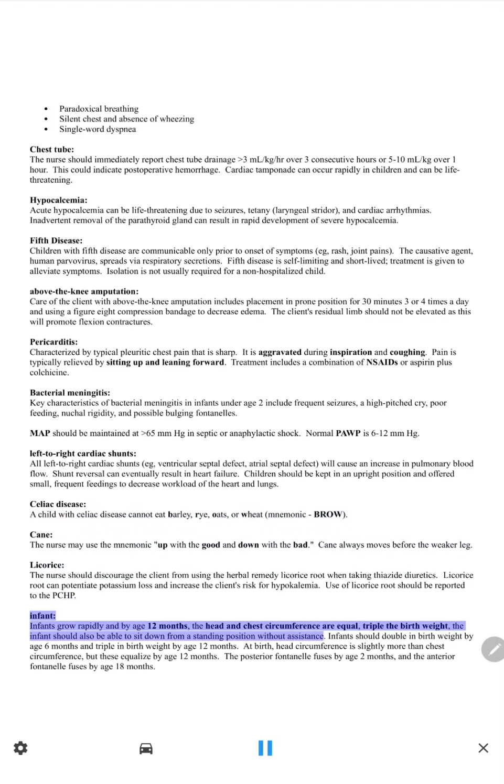Infant. Infants grow rapidly and by age 12 months, the head and chest circumference are equal, and weight is triple the birth weight. The infant should also be able to sit down from a standing position without assistance. Infants should double in birth weight by age 6 months and triple in birth weight by age 12 months. At birth, head circumference is slightly more than chest circumference, but these equalize by age 12 months. The posterior fontanelle fuses by age 2 months, and the anterior fontanelle fuses by age 18 months.